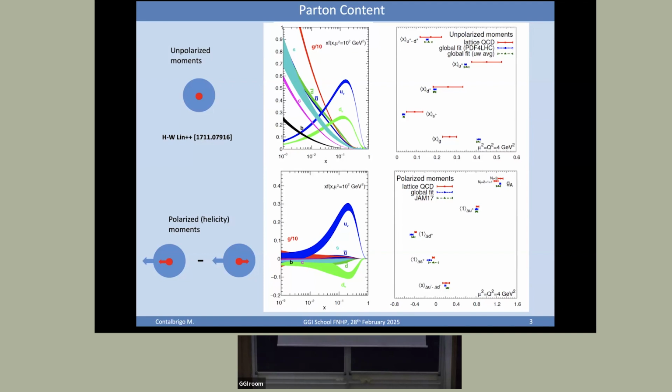The larger errors for lattice, for the unpolarized, are driven by the fact that you have to control this large contribution in the sea. And this also explains why gluons are not really on top of the measurements, because gluons are essentially generated, let's say, dynamically in the sea. While for the spin, since the sea is less relevant, the consistency seems better.